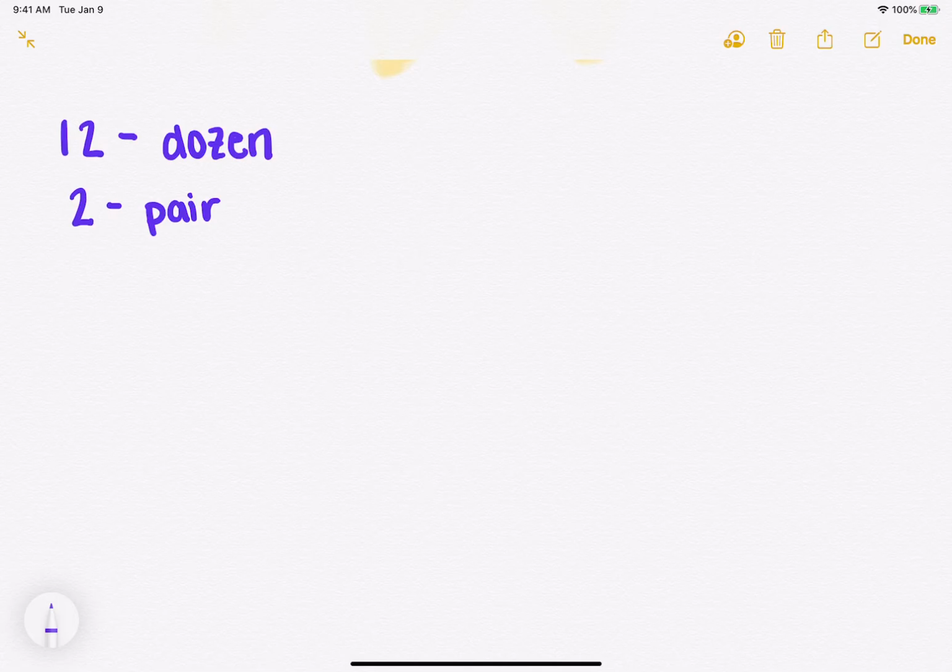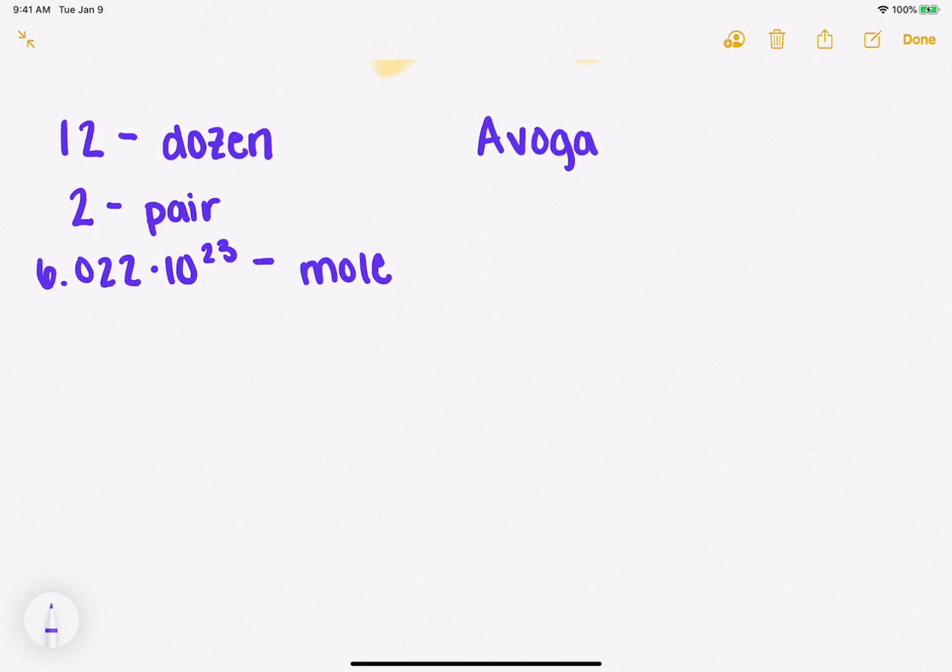So a mole happens to be 6.022 times 10 to the 23rd. This is what's known as Avogadro's number. And that seems kind of like a random value. So where did that actually come from?